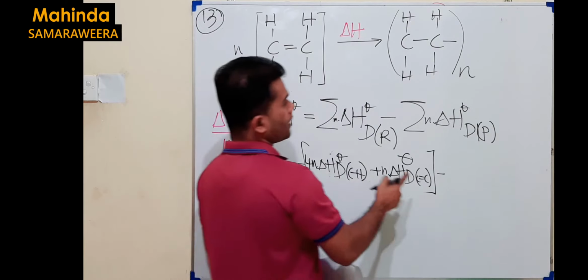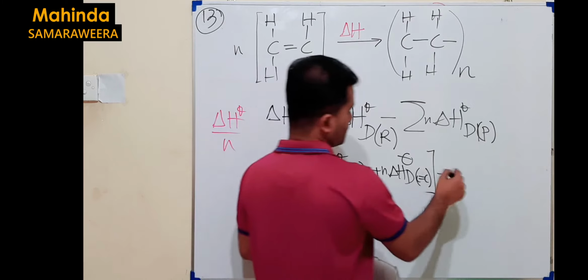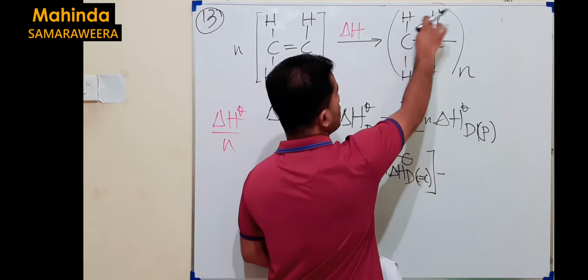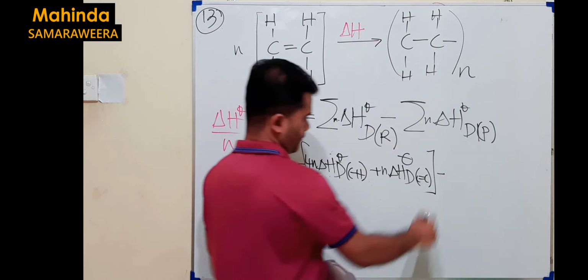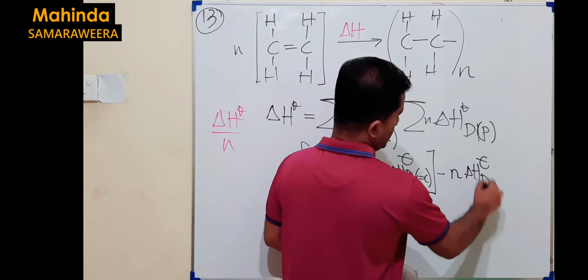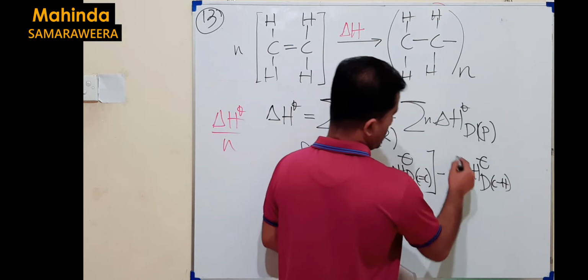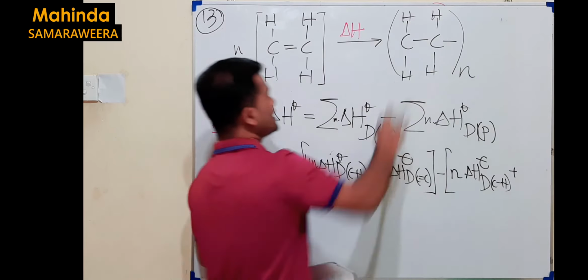Then we go to the product. In the case of the product, we again break C-H bonds. Bond dissociation, C-H bond. How many moles? 1, 2, 3, 4. Again, I told you this unit is repeated n times. Therefore, it should be 4n times delta H theta D(C-H). That's what we have. Plus, there is one more bond, the C-C single bond.